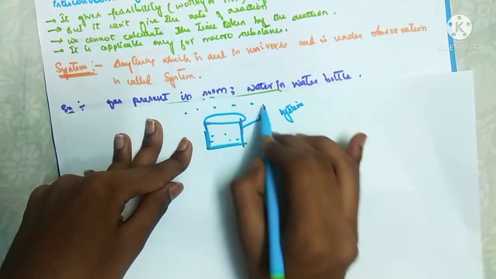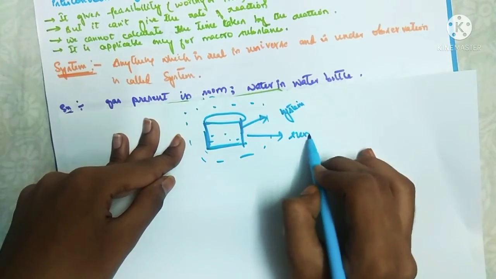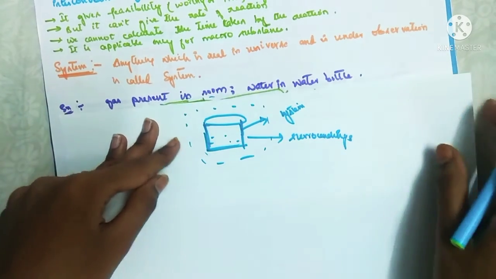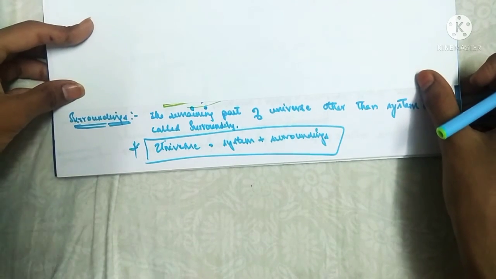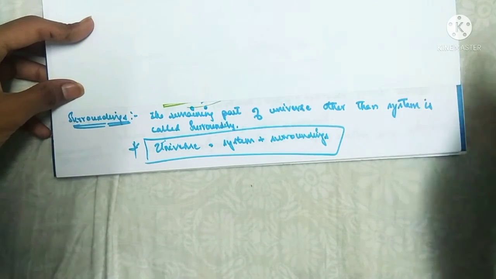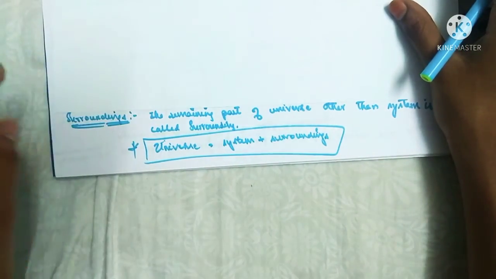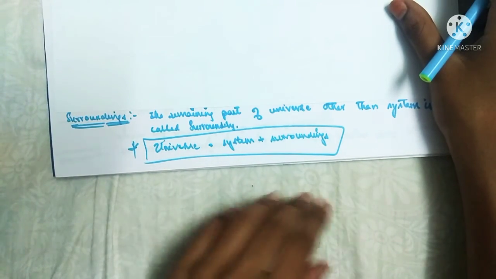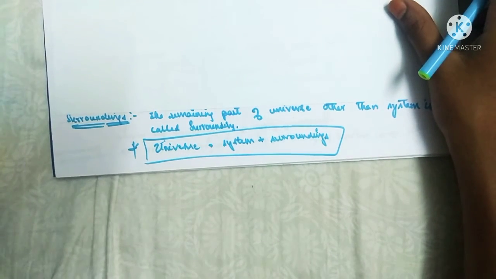and around it everything is called surrounding. So surrounding is the remaining part of the universe other than the system. So we can say that universe is equal to system plus surrounding. We know that everything apart from the system is called surroundings, then system plus surroundings equals universe.